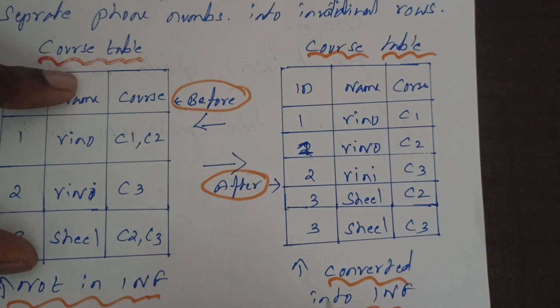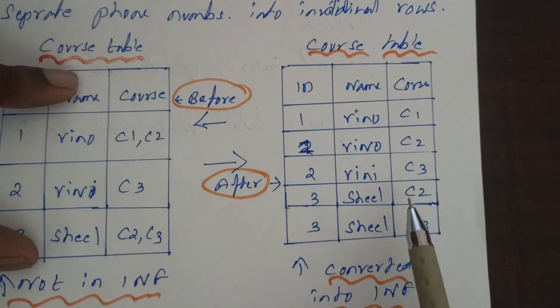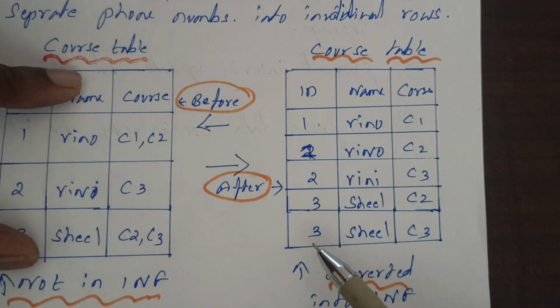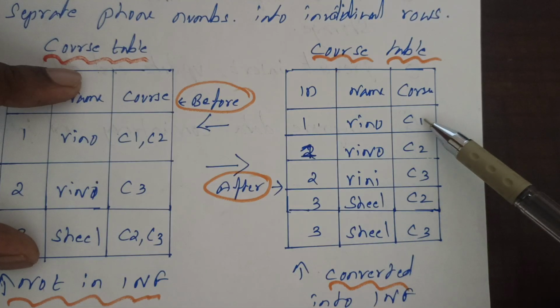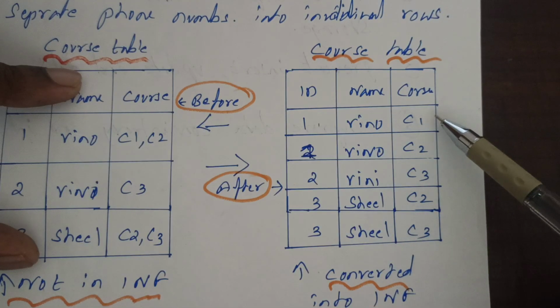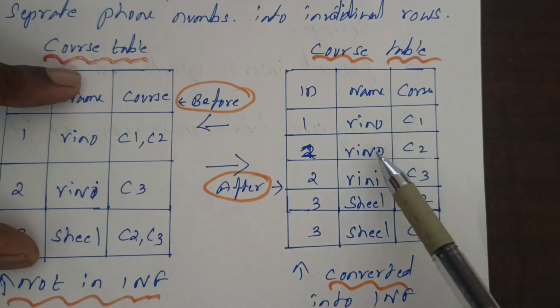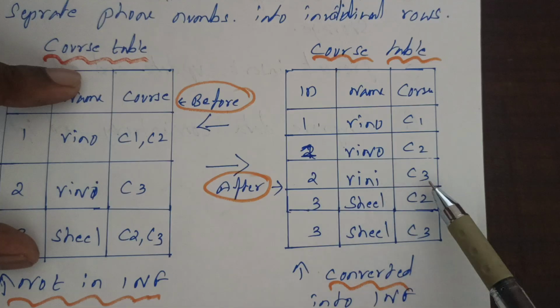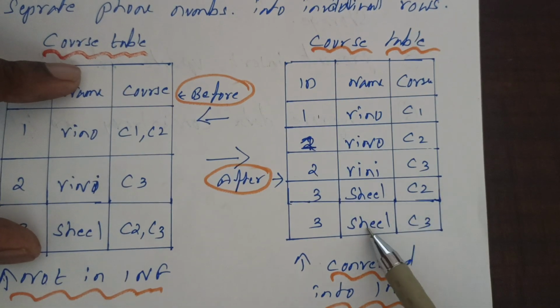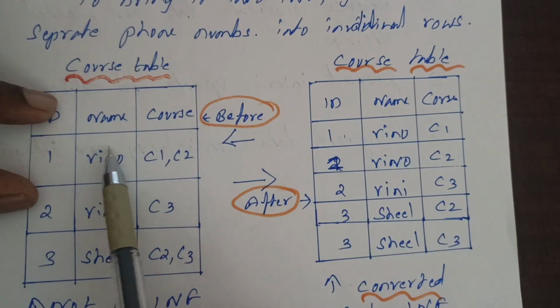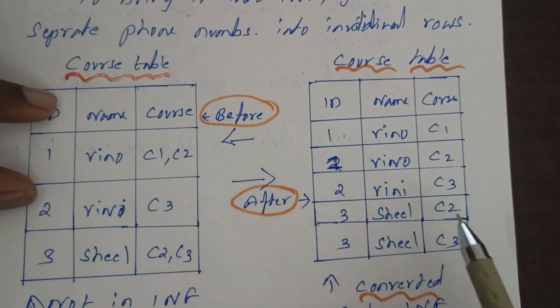So to make this 1NF, here is the process. Now you are going to repeat this particular ID and the name, and there is no repetition in a particular row in a particular column, right? So we know Adopted has C1, Have has C2, C3, She'll have C2, C3. So this is before 1NF, and this is the after 1NF.